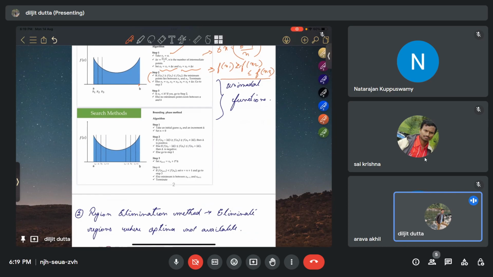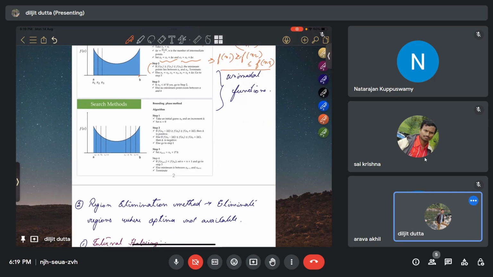The second method is the bounding phase method. Here we take an initial guess x0 and an increment delta. Delta will be based on a requirement. You can take (b minus a) by n or something like that. Delta should not be too large, it should be small. After getting the value of x0, we do 2 function evaluations: one is f of x0 minus delta, and the other is f of x0 plus delta. Now we will see the conditions.